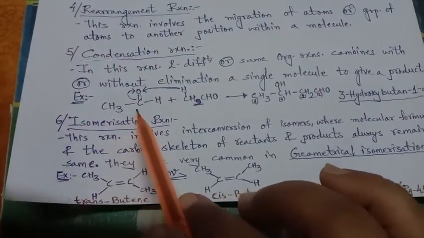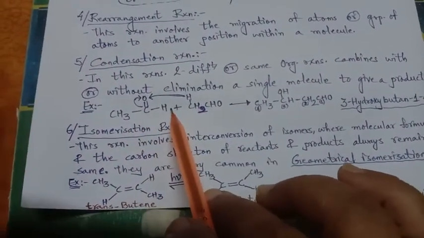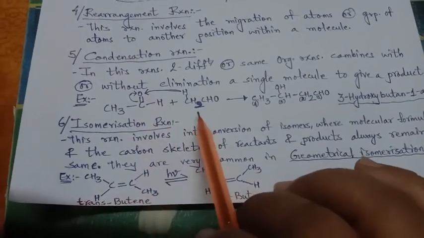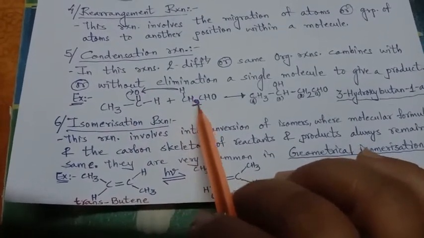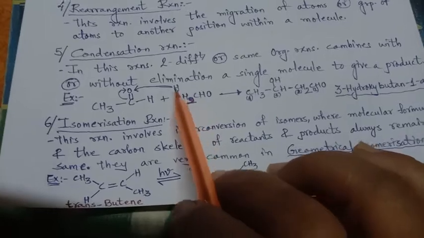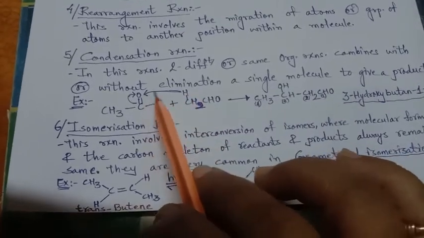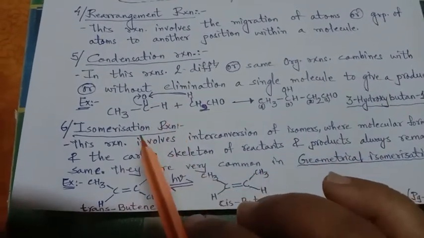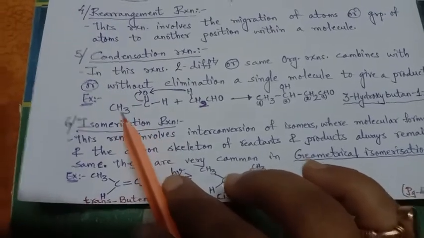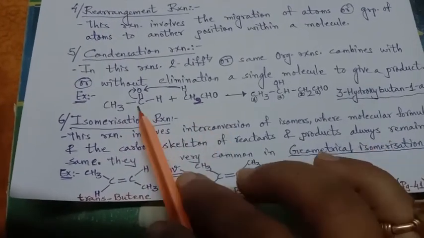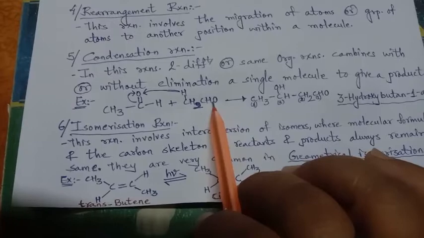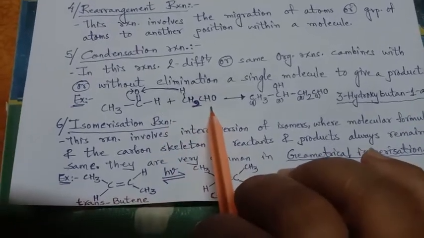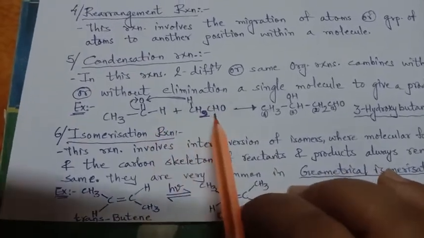Here is an example: CH3 C double bond O, right? Aldehyde group here, and here also similar CH3CHO, but I have written CH2 and 1H, so we will easily be able to understand how it combines. Right? It is ethanal plus ethanal. Two similar organic compounds are in the reaction.